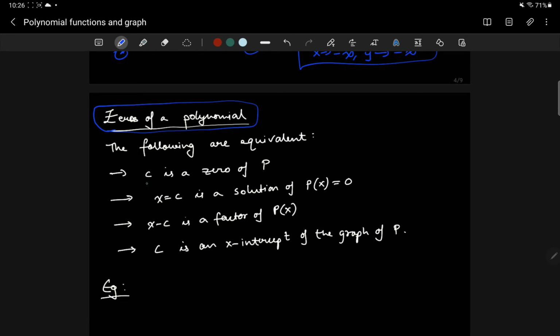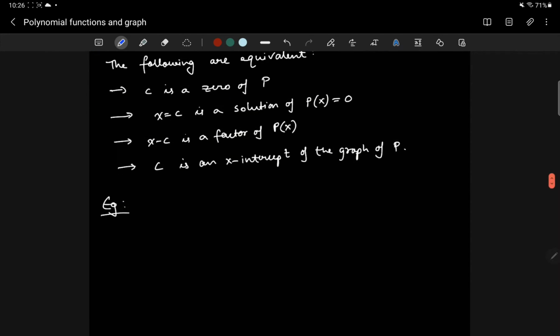When you say that a number c is a zero of a polynomial, it's the same as saying that x equals c is a solution if you set that polynomial equal to 0. Or you can say x minus c is a factor of that polynomial, or in terms of the graph, c is an intercept of the graph of p.